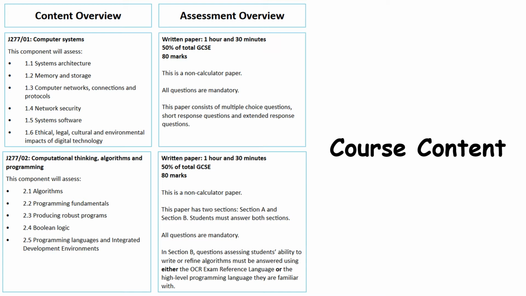System software. This is the different types of software that make your computer run and how they might work. And you'll realise actually there's a lot more system software out there than you realised. And the last one for this paper is ethical, legal, cultural and environmental impacts of digital technology.